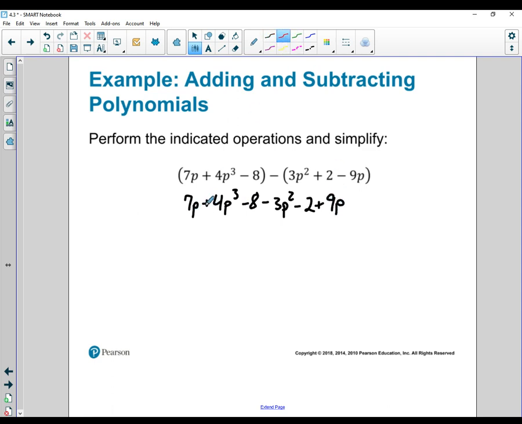Where's my highest order? I see a p cubed. Do I have any other p cubes? I don't, so that's just going down as 4p cubed. Now, do I see any p squareds? There's one. That looks like the only one. Minus 3p squared. Do I see any p's? There's 7p and 9p, which together should be 16p. And then do I see any constants? Negative 8, negative 2 should be negative 10.